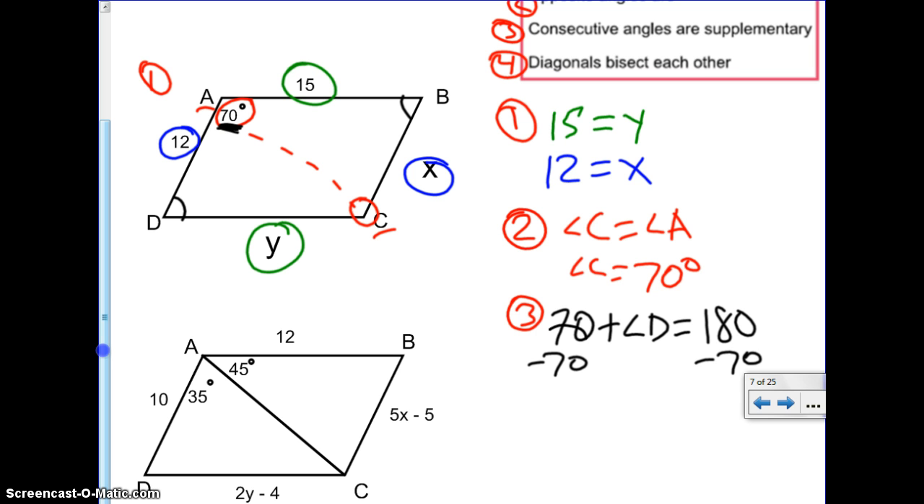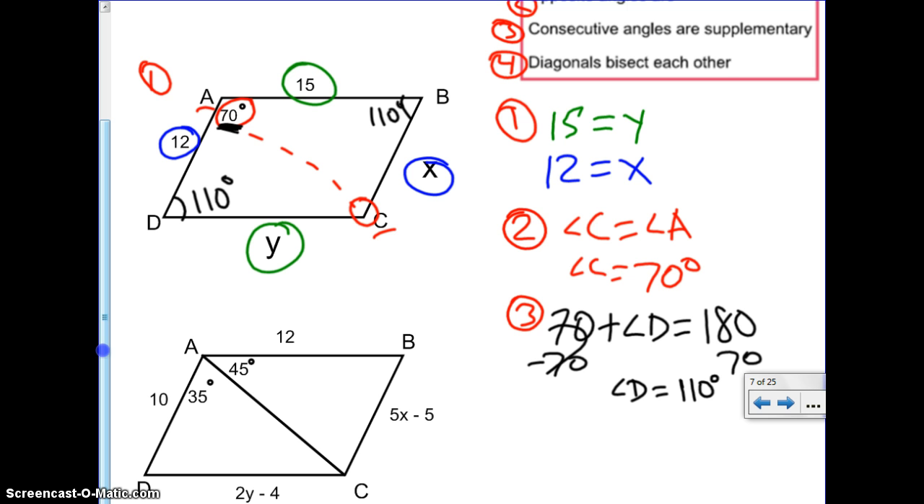We'll subtract 70 from both sides, and you'll solve that angle D equals, not 180 degrees, angle D equals 110. And since angle D is 110, we can use property 2 that says the opposite angles are congruent, right? So now angle B is congruent. So you can go through just using the different properties, and you can solve any question.